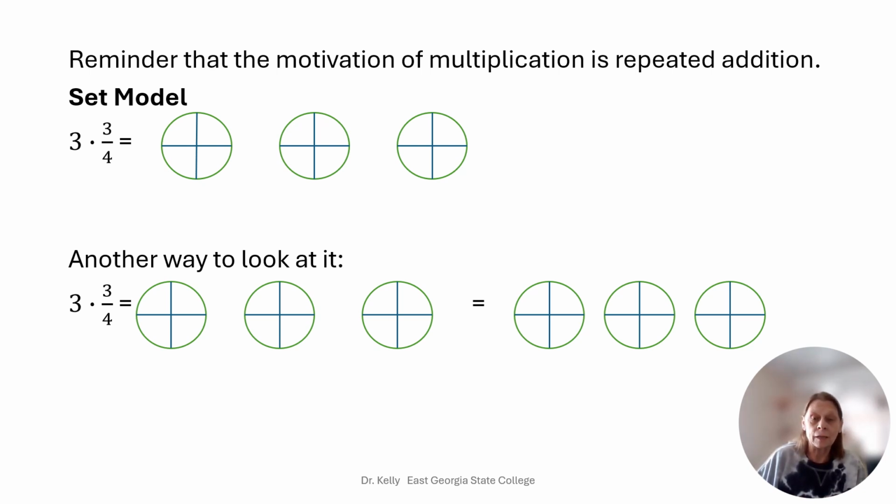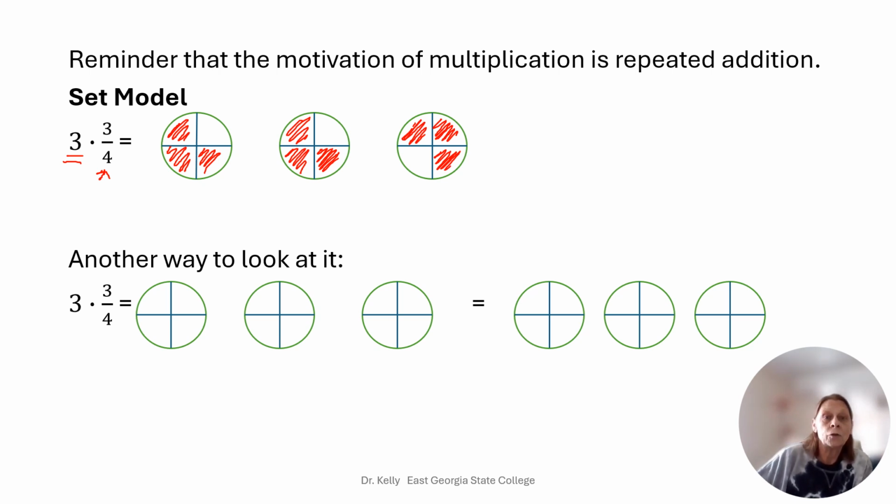So we have a set model here, and let's start off by just coloring in. We have 3 models, and we're going to model 3/4. So let's just color in 3/4 of each of these. And you don't have to color them the exact same way. In fact, your students often won't. So I'll mix it up here a little bit.